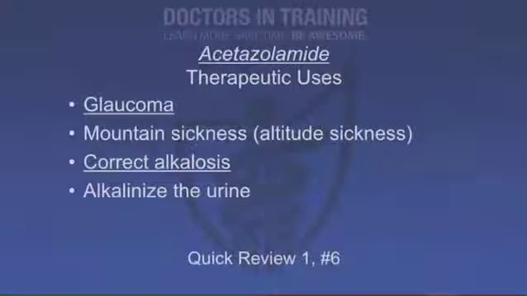Number 6, what are the various uses for acetazolamide? Acetazolamide is not commonly used as a diuretic. What is it commonly used for? To treat glaucoma. It's commonly used for mountain sickness or altitude sickness. It can be used to correct an alkalosis, like a respiratory alkalosis that you would get from mountain sickness. It can also be used to correct a metabolic alkalosis. And then it can also be used to alkalinize the urine. So if for some reason you want urinary alkalinization, you might reach for acetazolamide to do that.